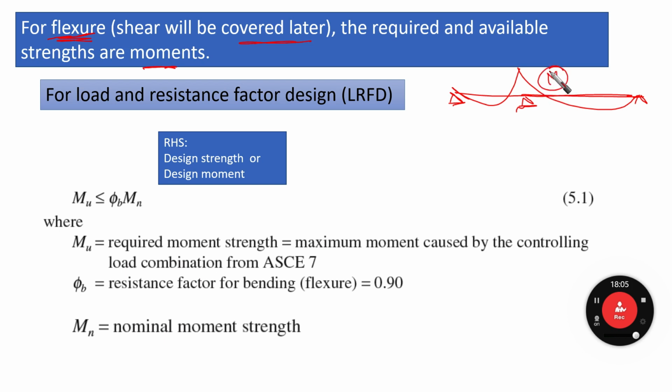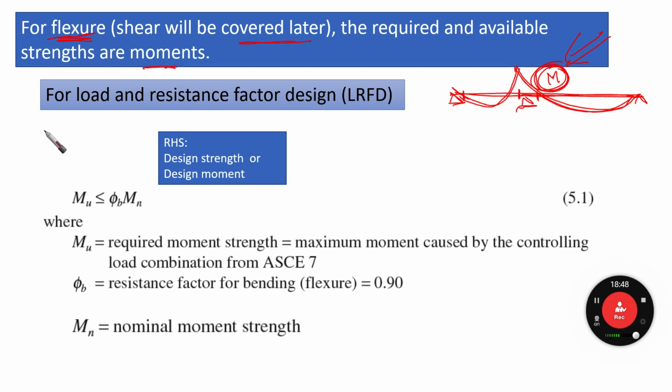We need to know what is the available moment, what is the required moment, and we are going to compare the both together. Shear is going to be checked later on. Especially for beams, we are highly concerned with the flexural moment. This is our main concern. We want to be sure that the flexural moment is going to be okay. After that, we are going to check other things, for example, shear or deflection, vertical displacement or drift. But our main concern in beams always is flexure, moments.